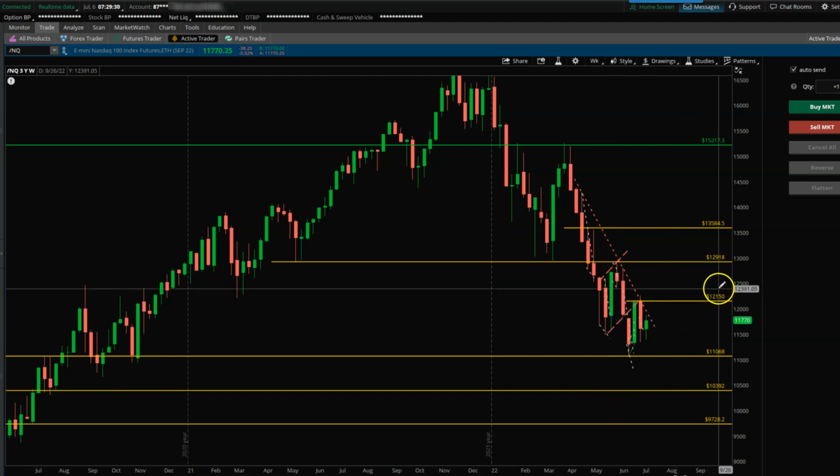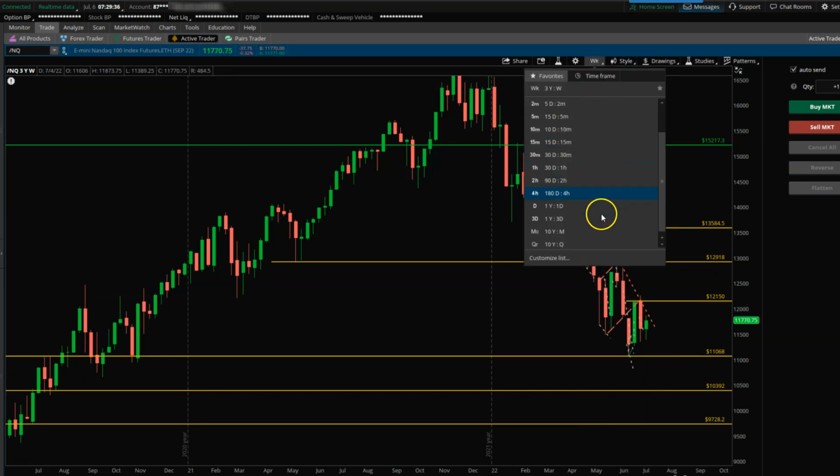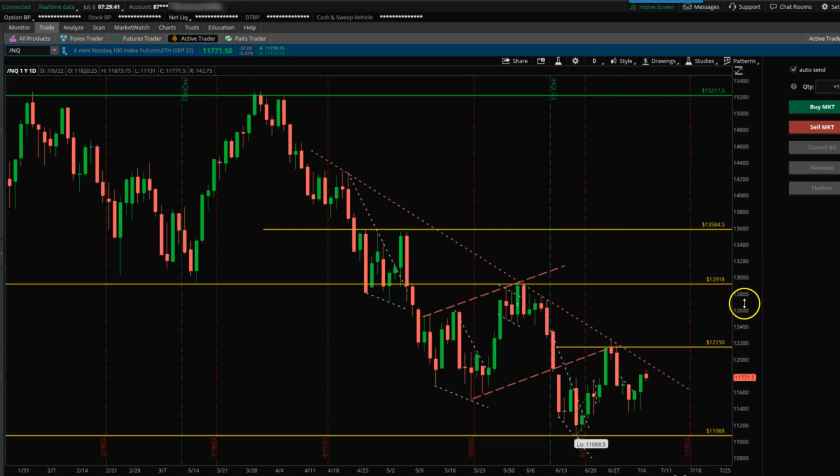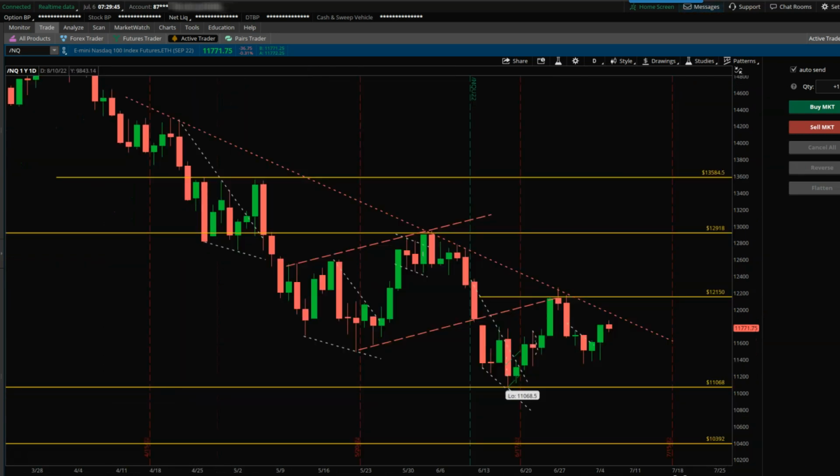So let's see, 12,150 is the resistance on a weekly level. That's where we see the downtrend line, and also the price structure gets rejected whenever the price goes there. So right now, this is the downtrend line in the daily time frame. QQQ is also similar. So you got first touch point, second, we'll just call it a second right here, third, and now this will be the fourth touch point.